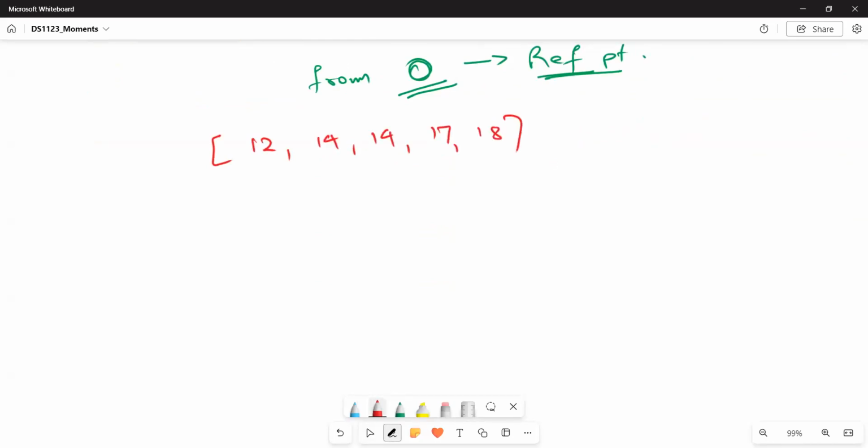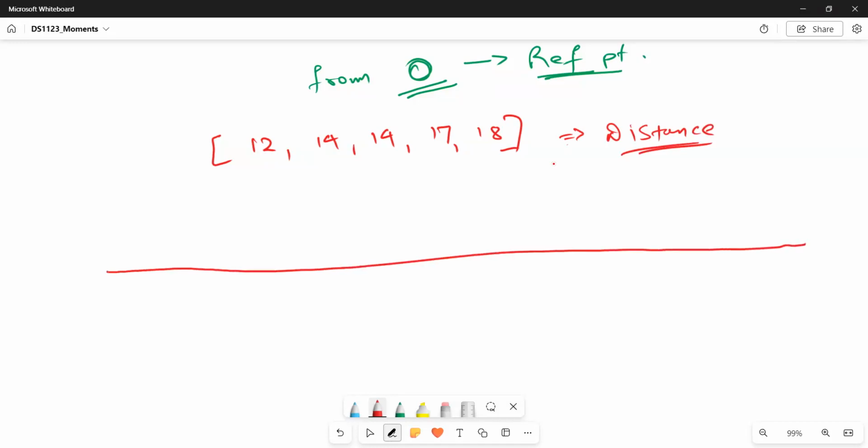Right? So let's say this is the data we are taking as example. In statistics, since it's part of mathematics, we are always interested in distance. In mathematics, everything is all about distance. So let's say this is a number line. I hope everyone knows what a number line is. A number line is basically a line on which you can represent any number, be it positive or negative.